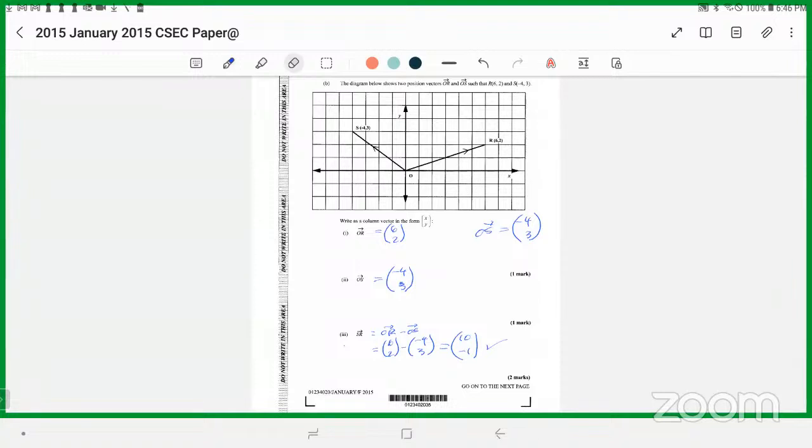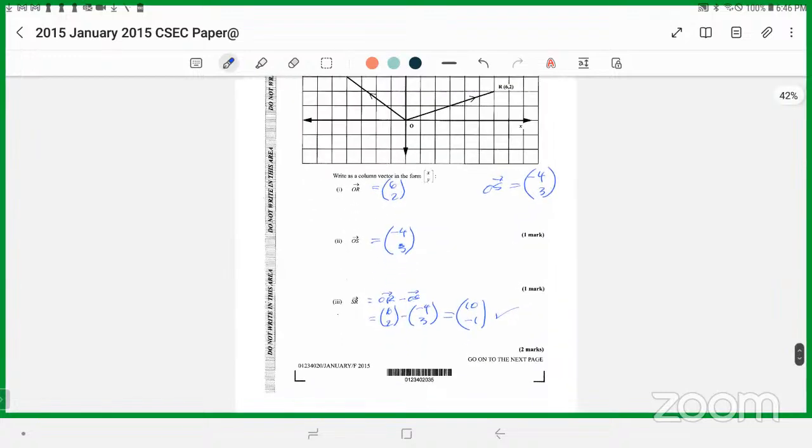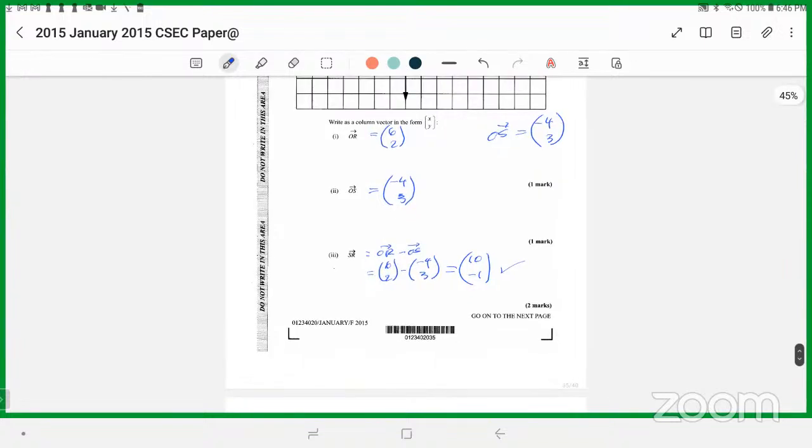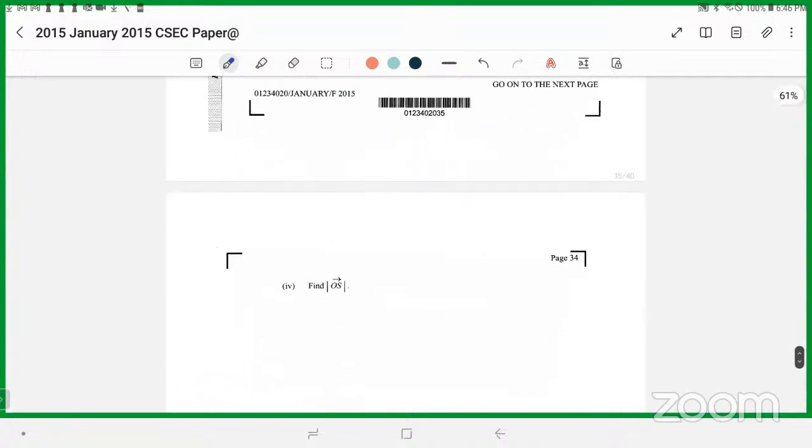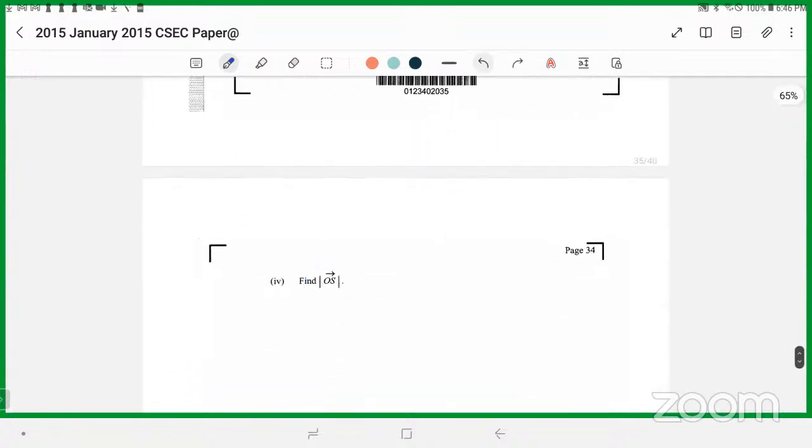That's what I love about vectors. What you get by calculation must match what you have on a diagram. I like vectors questions with a diagram. So you know that you're correct. All right, you're certain about this answer. Down here, it wants the modulus of OS.